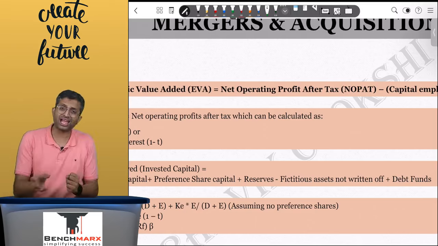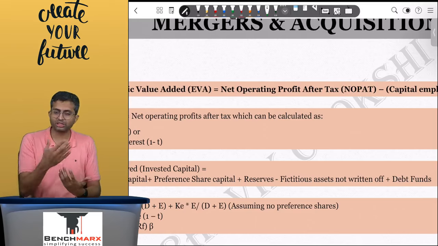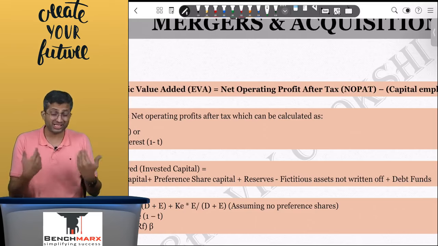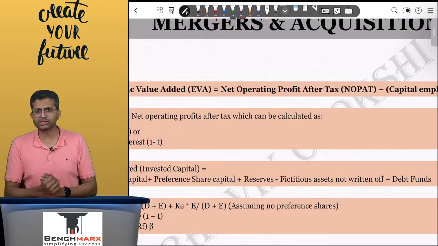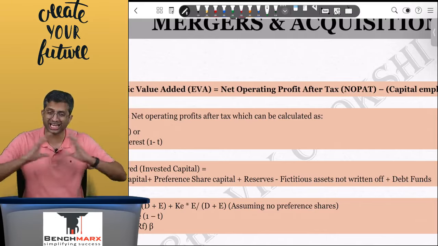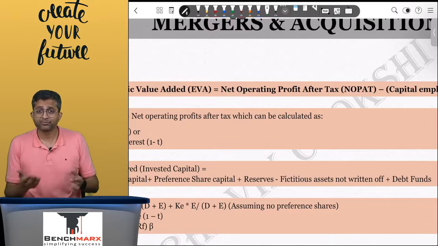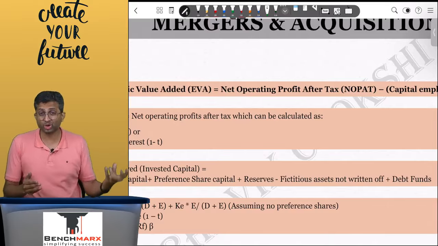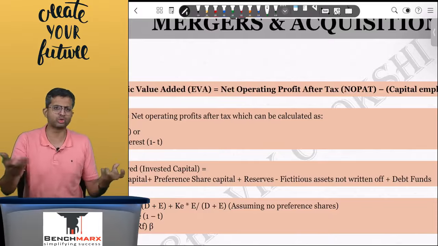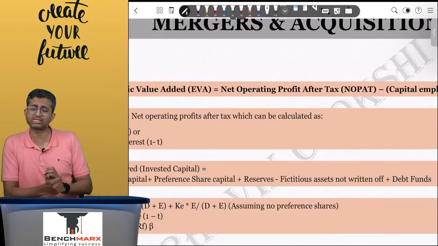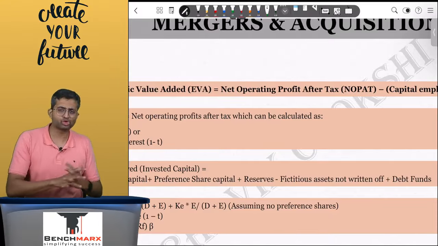How do you calculate capital employed or invested capital? That is calculated as your debt funds plus equity funds plus reserves minus fictitious assets, if any. So you take debt and equity both. Also, if there are certain unrecognized assets, they should also be considered because they have contributed to your NOPAT, but they are not appearing in your books, like patents which you may not have registered. The value of them should also be considered.